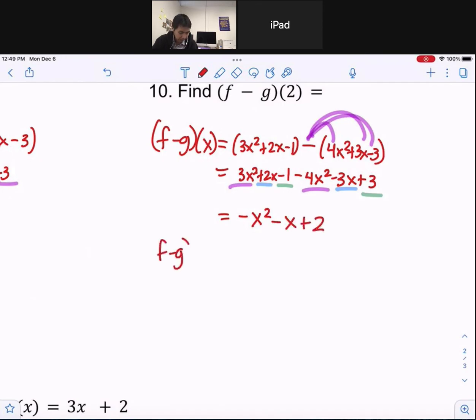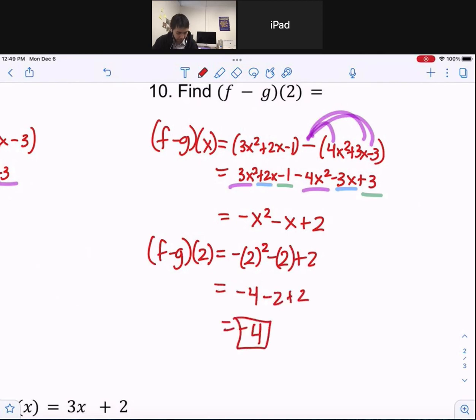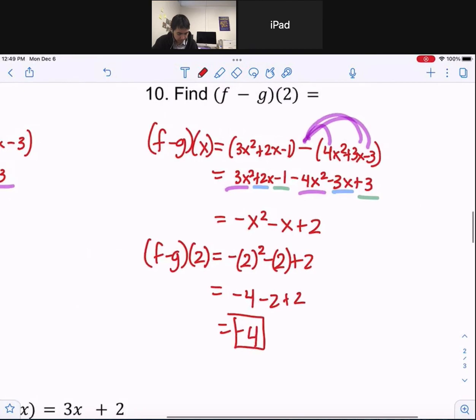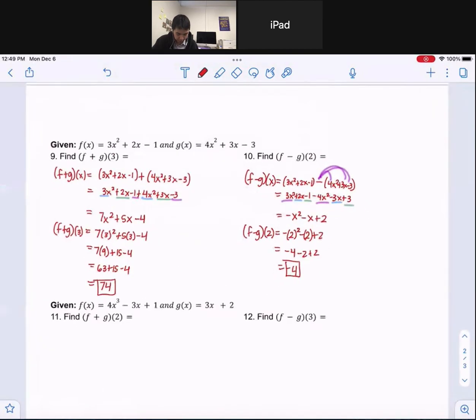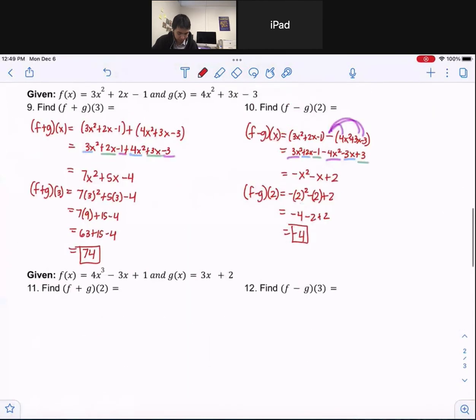And now let's calculate what f minus g of 2 is. Everywhere we see an x, it now is a 2. We're going to get negative 4 minus 2 plus 2, which is negative 4. So that's our answer for that one. And let's just make sure: 10 is negative 4, which is correct.